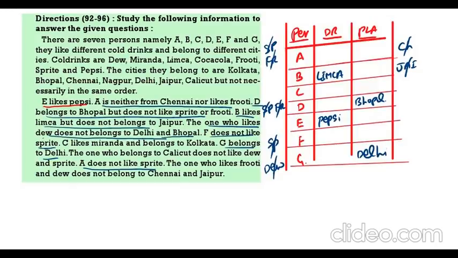C likes Mirinda, belongs to Kolkata. C is liking Mirinda and belongs to which place? Kolkata. Now if you take Sprite, F is not liking Sprite, D is not liking Sprite, A is not liking Sprite. So definitely G likes Sprite. Now if you take Fruity, D does not like Fruity, A does not like Fruity. So F likes Fruity.